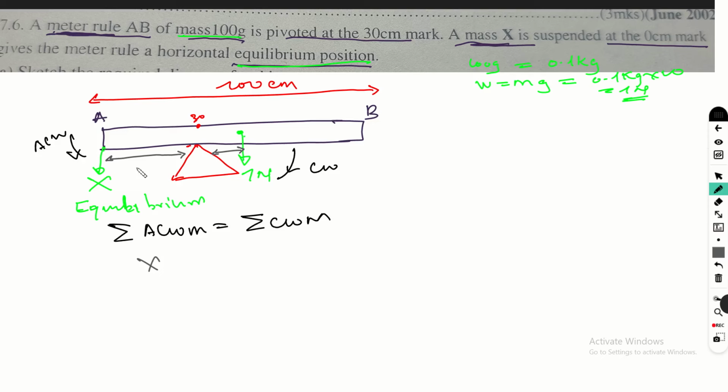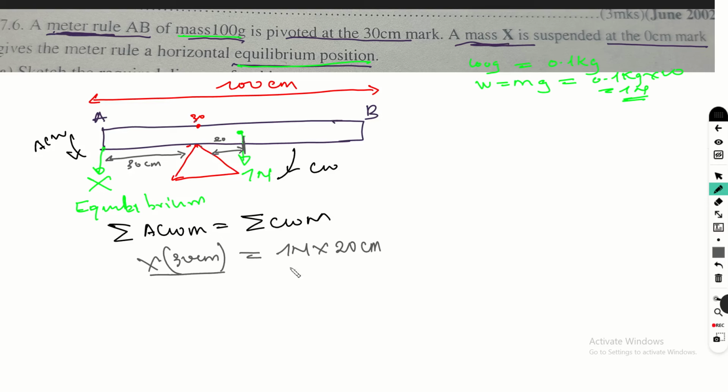Distance from here will be 30. Distance from the pivot to the ruler's mass point will be 20, because you have 50 minus 30, which is 20. The distance between the pivot and this point will be 20. So you have x times 30 centimeters equal to 1 newton times 20 centimeters.